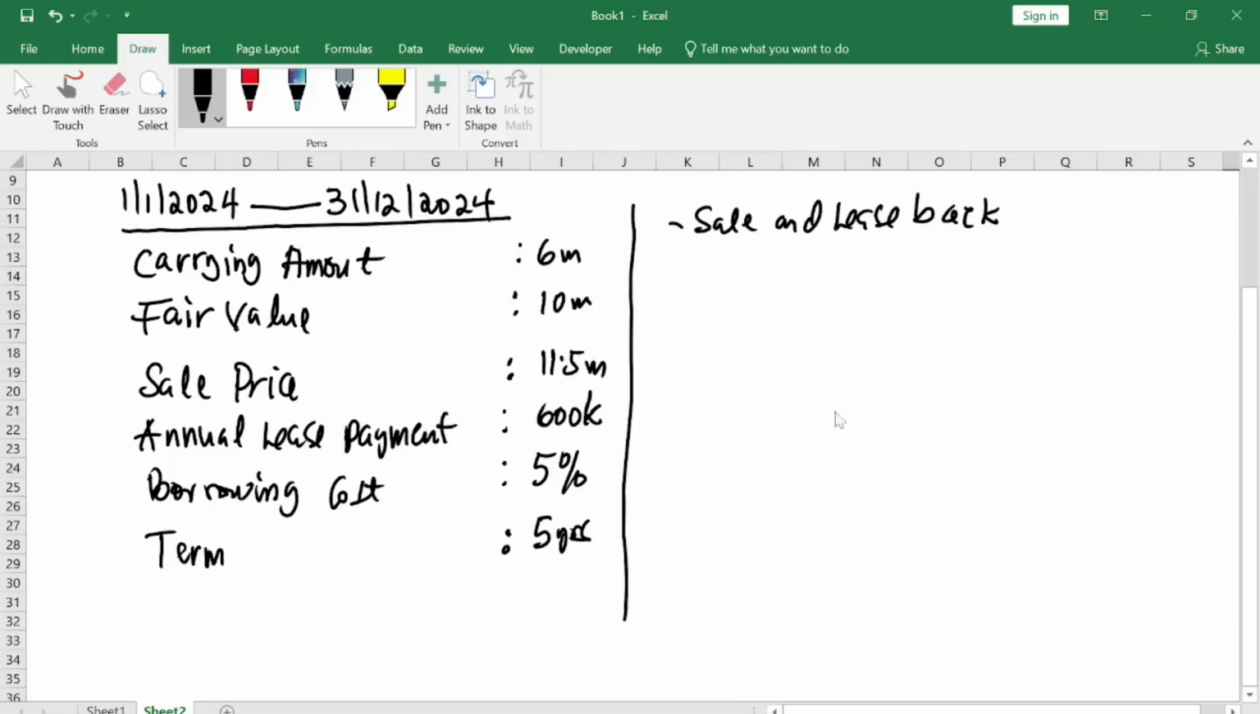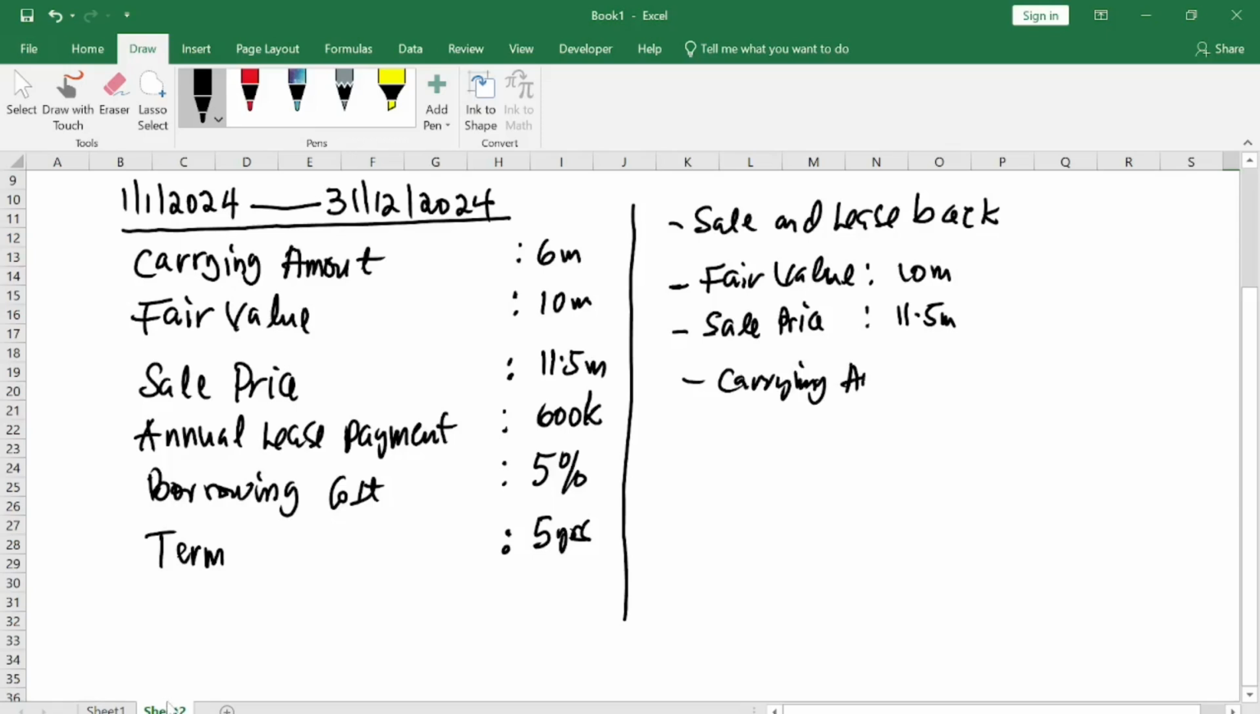Now, under sale and leaseback, what type of sale and leaseback is this? In order to know that, let us look at the fair value of this asset. The fair value of the asset is 10 million, and they sold this asset at 11.5 million. Under the arrangement, the carrying amount of the asset was 6 million.